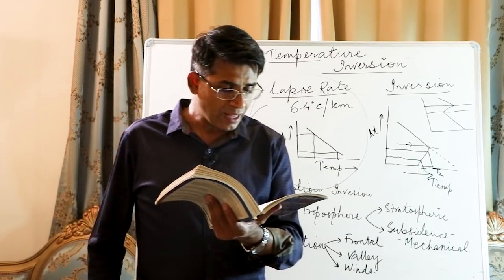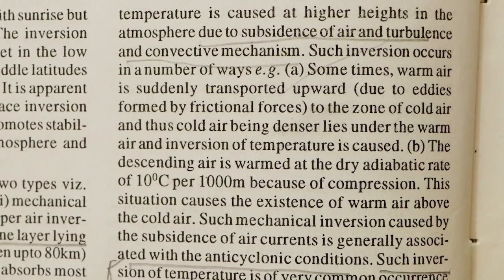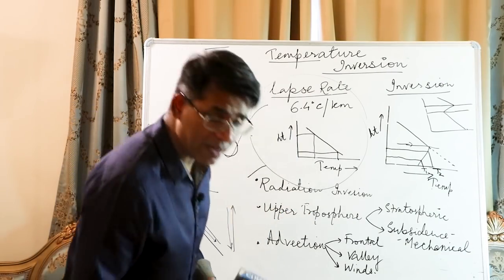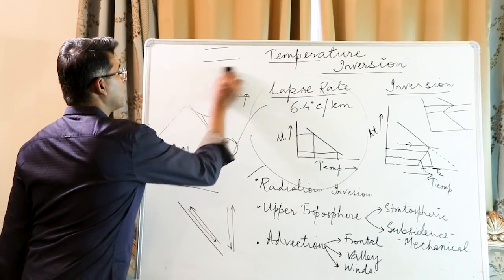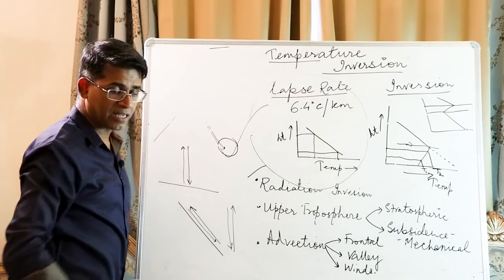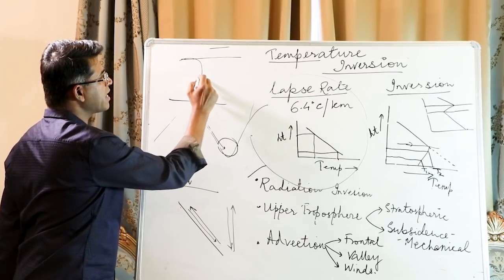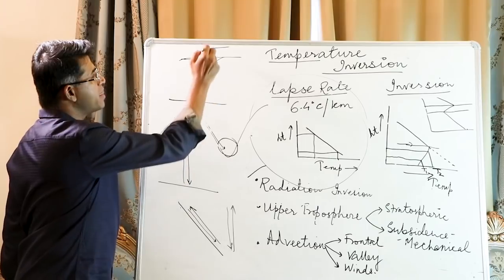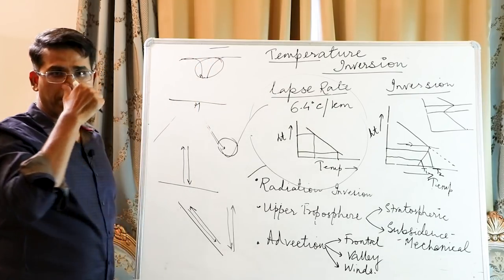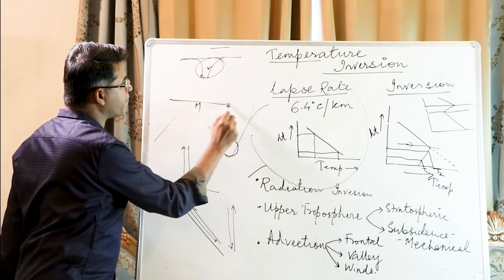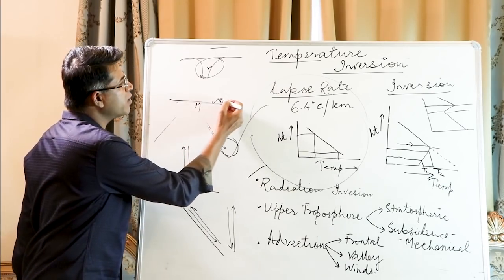Then look at the same paragraph, last line. It says the mechanical inversion of temperature is caused at higher heights in the atmosphere due to subsidence of air and turbulence convective mechanism. Both the reasons. When the air is rapidly sinking, I had drawn the diagram but rubbed that off, so I am repeating that for you. So when we have upper air subsidence, when the air above is sinking, this is the surface, the upper troposphere, air is sinking here. This is a zone of high pressure. And this sinking air starts warming up, because of adiabatic compression and warming. And this sinking, along with the surface in the winters, which is relatively cooler than this one.